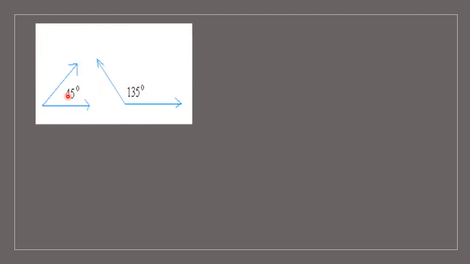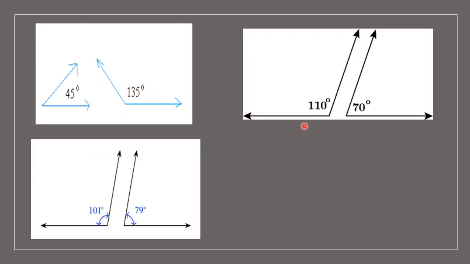Let's explore some more examples related to supplementary angles. One angle is 45 degrees and the second angle is 135 degrees. The sum of these two angles, 45 and 135 degrees, is 180 degrees. So both are known as supplementary angles of each other. One more, 110 and 70 degrees. These two are also known as supplementary angles of each other.